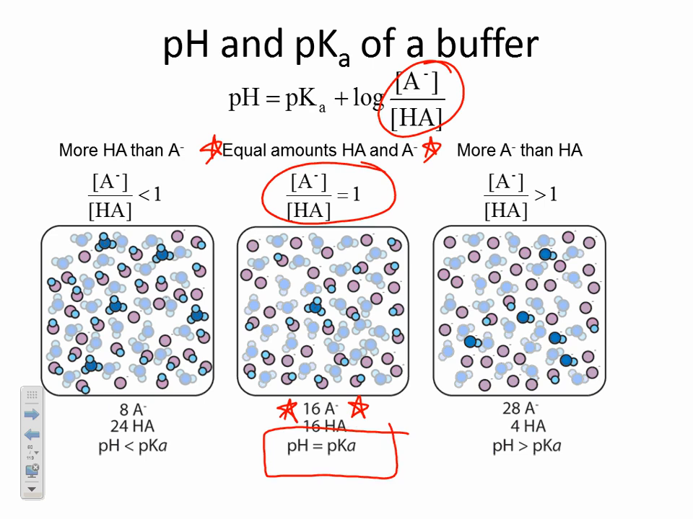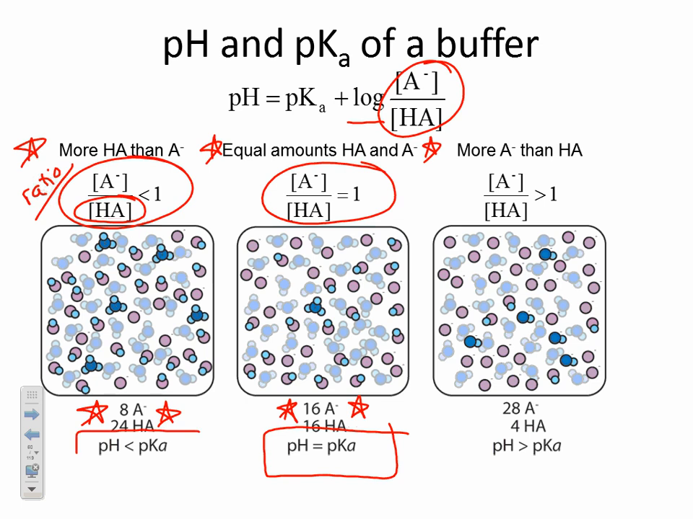Well, what if you don't have that, which is honestly going to be probably more often the case? So let's look over here. What if you have more of the weak acid in solution than you do the conjugate base? So what if you have 24 HAs and only 8 A minuses? Well, that's going to mean that this fraction right here, this ratio, is going to be less than 1 because we have a larger denominator. We have more HA. That will mean when we plug in a value and take the log of a number that is less than 1, you wind up getting something negative from that.